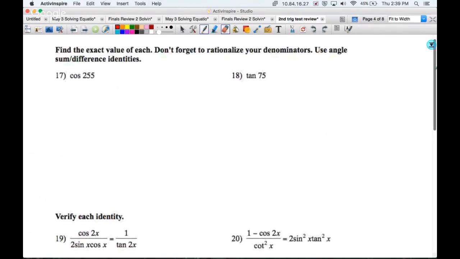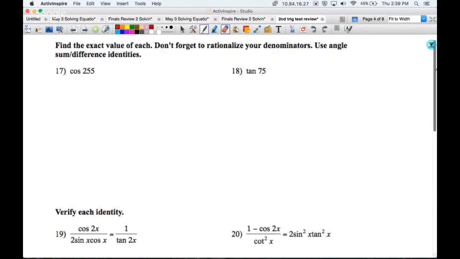Let's move on. Find the exact value of each. Don't forget to rationalize your denominators. Use angle sum/difference identities. Here we go. Definitely want your purple packet out here. 255. Let's copy down just a column of all of our angles from the unit circle. Might be something you want to have on hand when doing these.